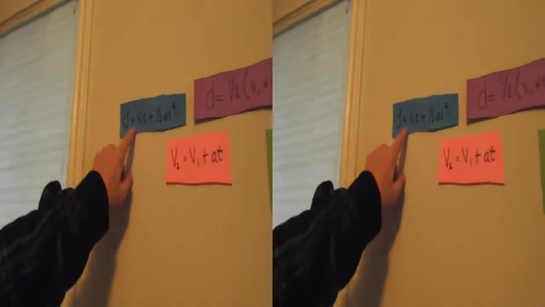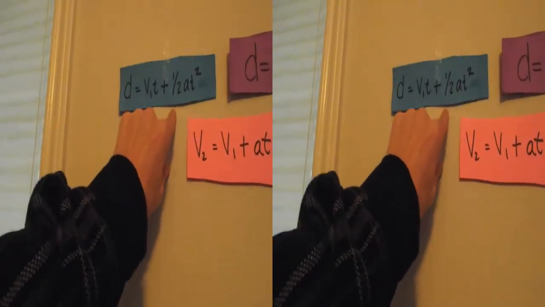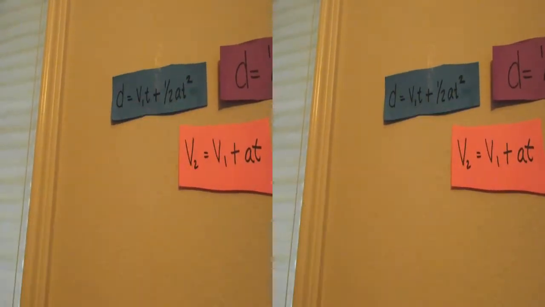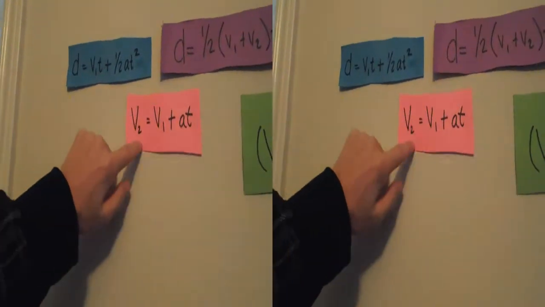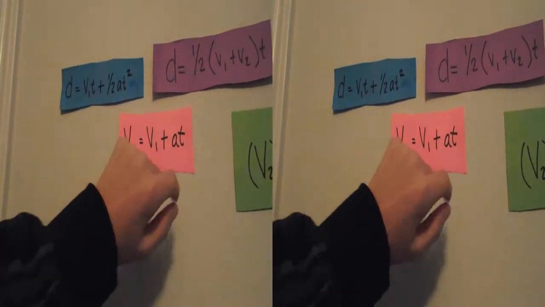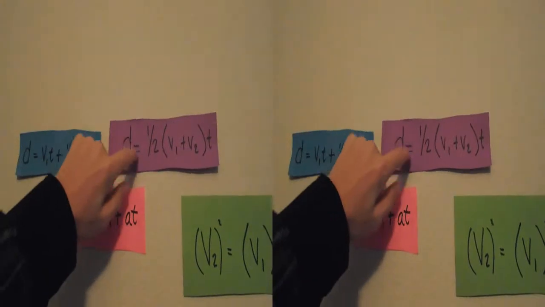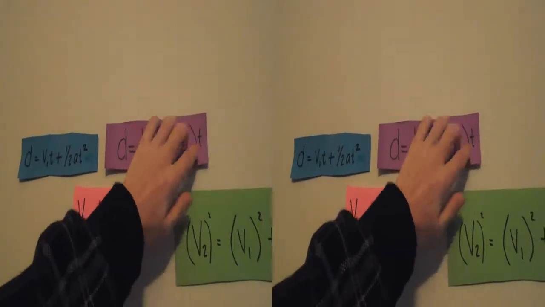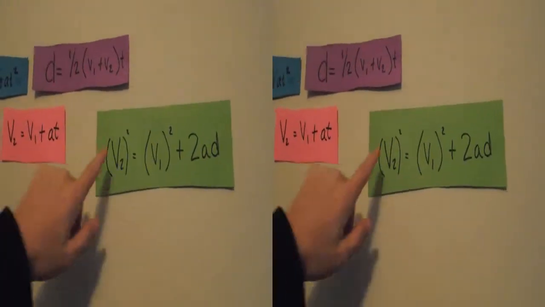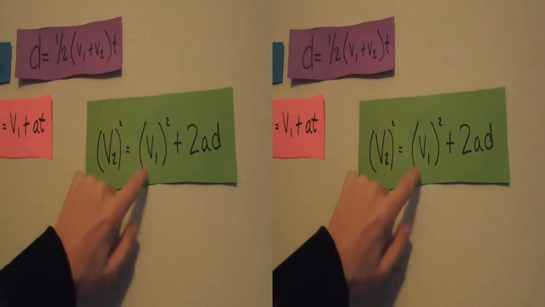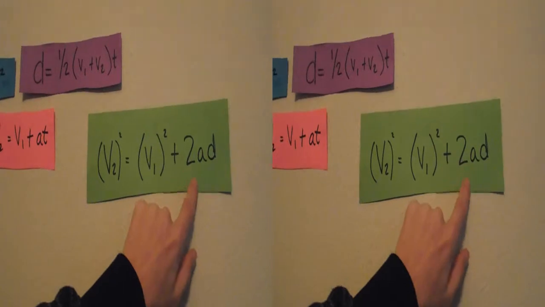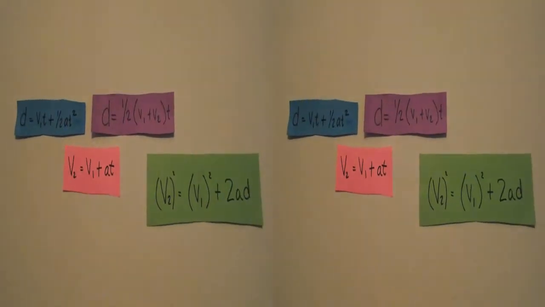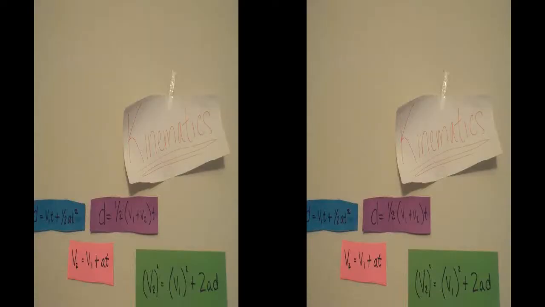We got all 4 clues. We have D equals V1t plus 1/2 AT squared. We have V2 equals V1 plus AT. D equals 1/2 parenthesis V1 plus V2 in parenthesis T. And V2 squared equals V1 squared plus 2AD. Now we know kinematics.